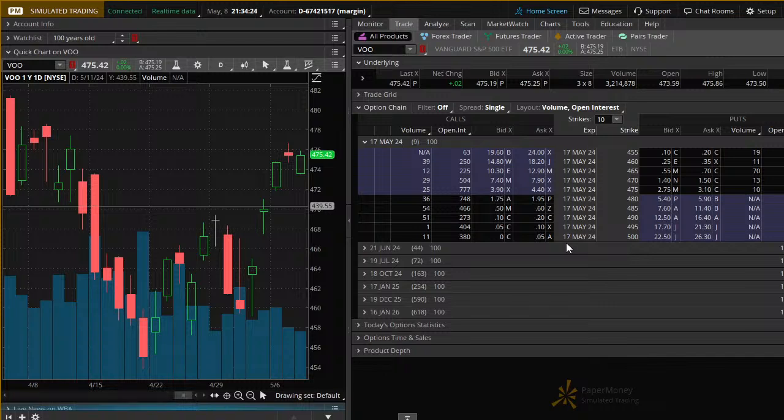What platform? This is Thinkorswim with Charles Schwab. All the stuff I'm going to show you is available for free. And you can get this information for free from Charles Schwab.